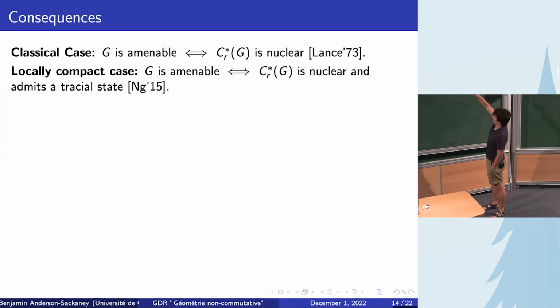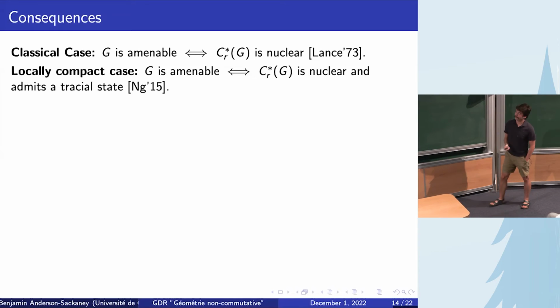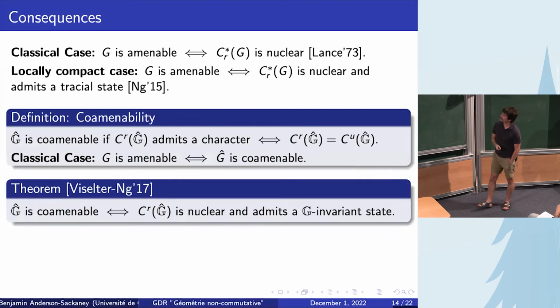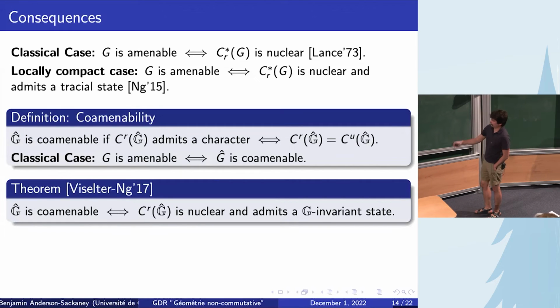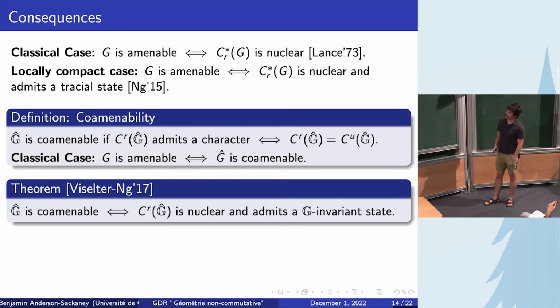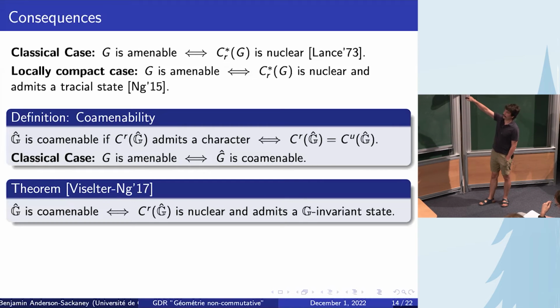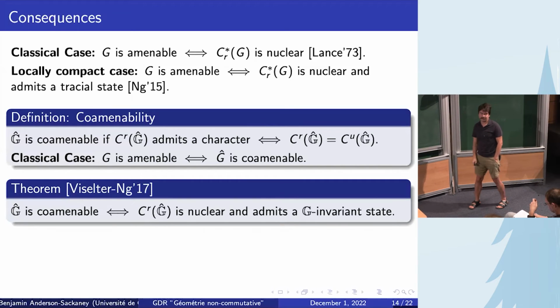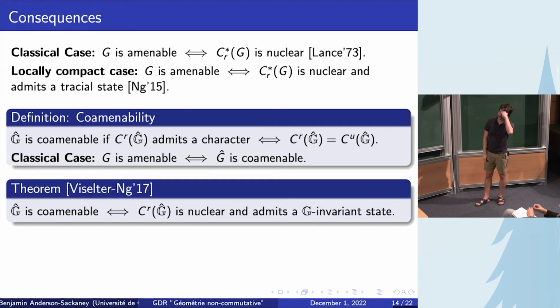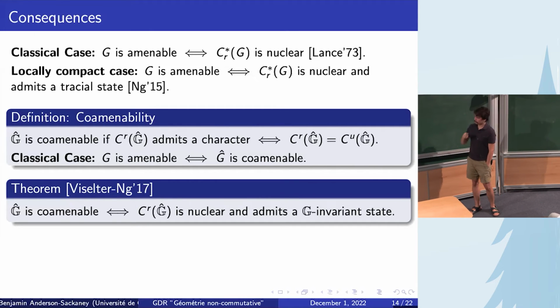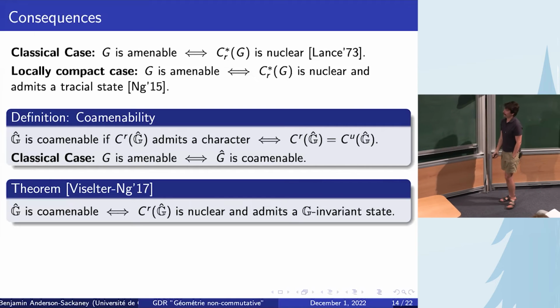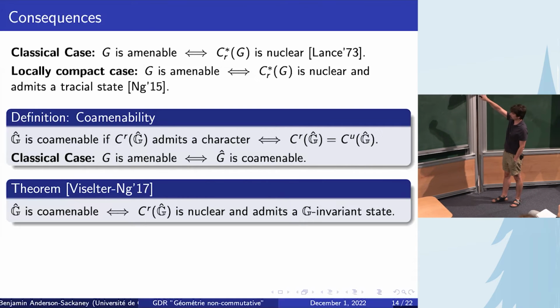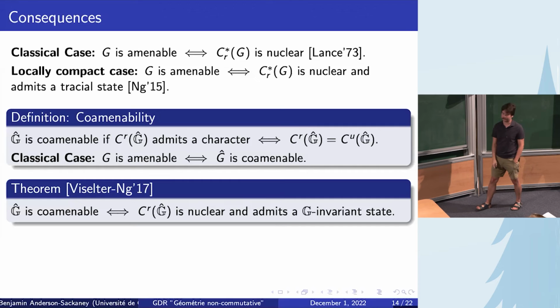So this is a nice operator algebraic characterization of co-amenability. Just to give you a general definition, we can say a compact quantum group is co-amenable if the reduced C-star algebra admits a character. This is the same thing as the reduced C-star algebra coinciding with the universal one, or rather the quotient map from the universal to the reduced one is injective. So in the classical case, this characterizes amenability of G. G is amenable if and only if G hat is co-amenable.